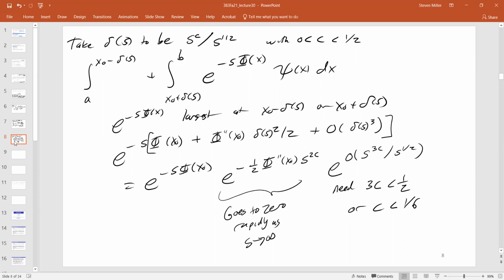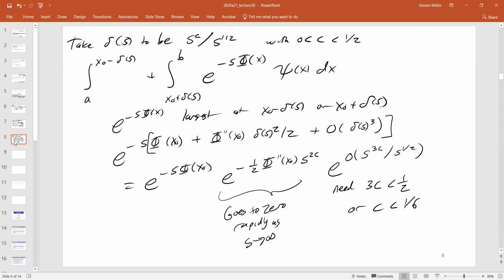And the meat of the argument is going to be coming from the integral from x naught minus delta of s to x naught plus delta of s. Essentially, we're just saying we've moved far enough away that the contribution is negligible, which makes sense because as s is going to infinity, you have an e to the negative s phi of x. The smallest point of phi of x was at x naught, and we're moving away from it. So any small movement gets magnified tremendously. And then you just need to assume a little bit about c of x so that these integrals actually converge.